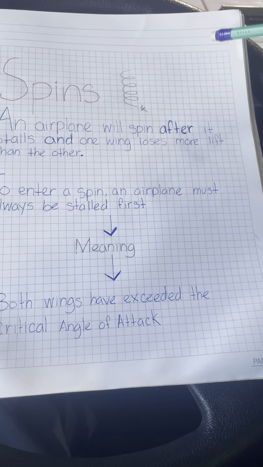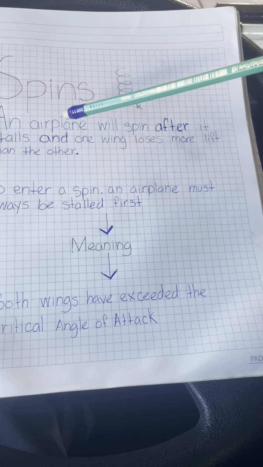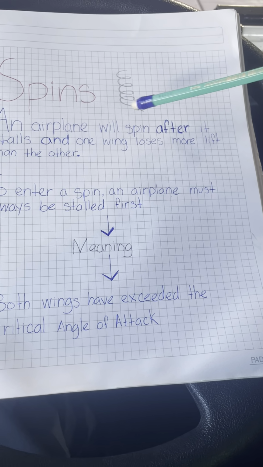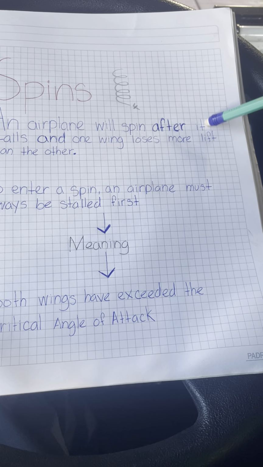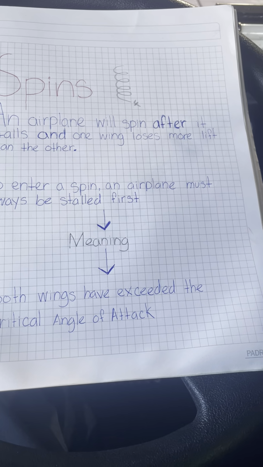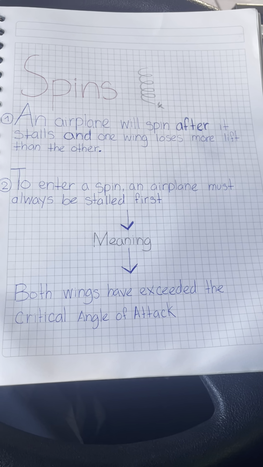So in this case, we have two wings, right? We're stalling, meaning we're not generating enough lift, but in this case, one wing is not generating enough lift to stay airborne than the other. So that's the situation happening here.